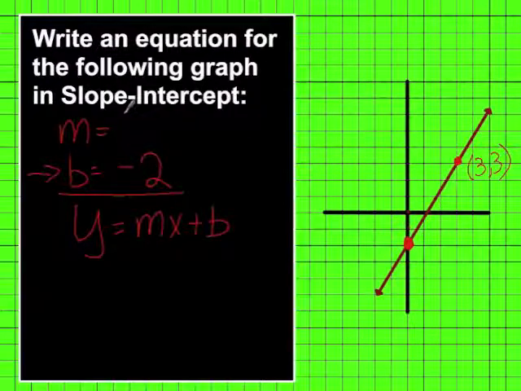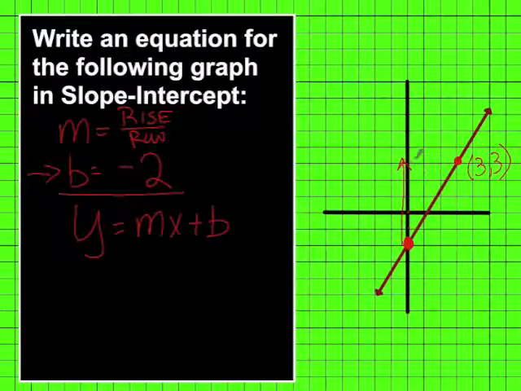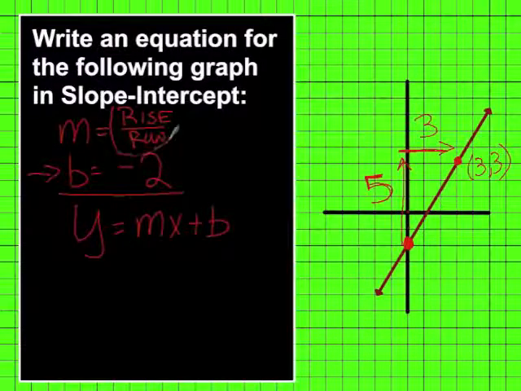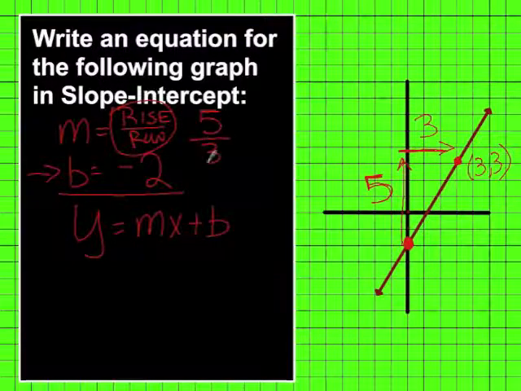If we remember that our slope is our rise over our run, what I'm going to do is rise from my y-intercept point, and that'll give me my rise, then I'm going to run and figure out my run. So I'm going to rise up to where the point is. That is 1, 2, 3, 4, 5. So my rise is 5. Then I need to look at my run. My run is 1, 2, 3. So my run is 3. And my slope again is rise over run. So I'm going to put my rise of 5 over my run of 3.